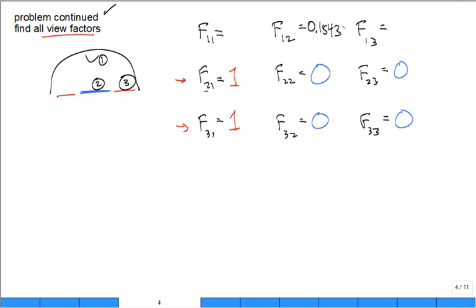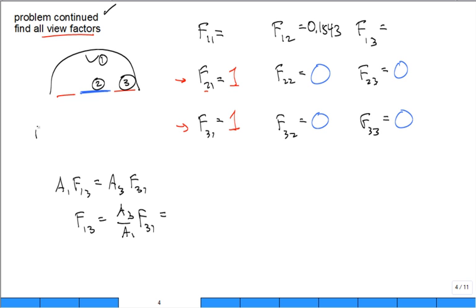The reciprocity. Again, reciprocity. So you do A1 F 1 to 3 is equal to A3 F 3 to 1. And we know 3 to 1 is 100%. So the view factor 1 to 3 is the area ratio A3 over A1 times view factor 3 to 1.